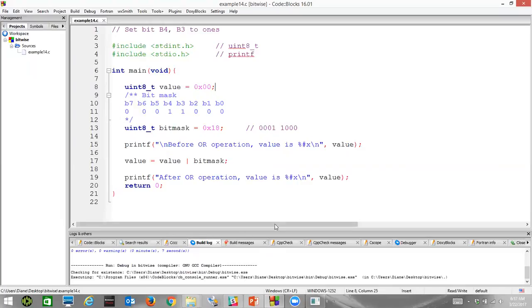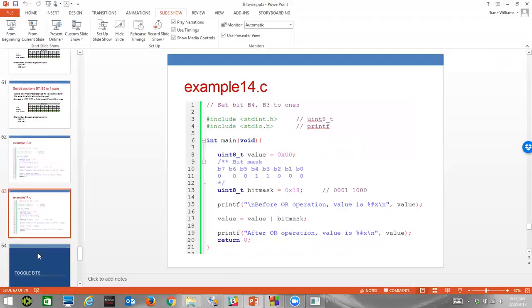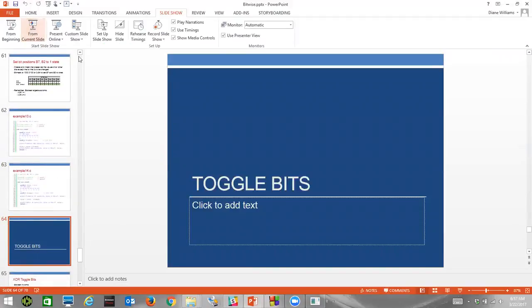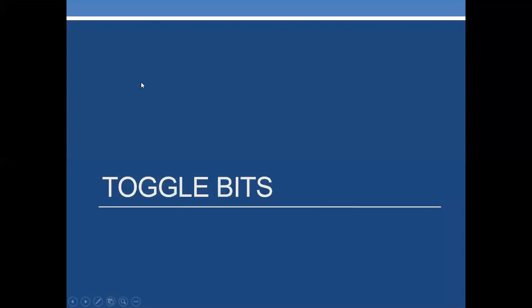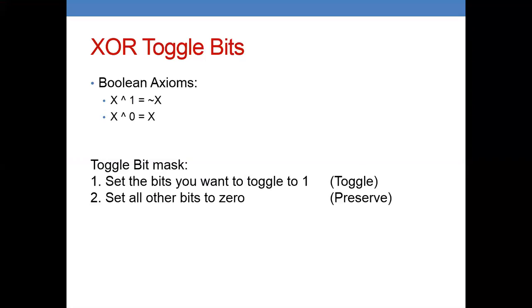Okay. So now we know how to set bits to zeros and how to set them to ones. Let's look at how to toggle a bit. We're going to use the XOR gate to toggle a bit. Toggling a bit means we're going to invert that particular bit. If that bit is a 0, it becomes a 1. If it's a 1, it becomes a 0.